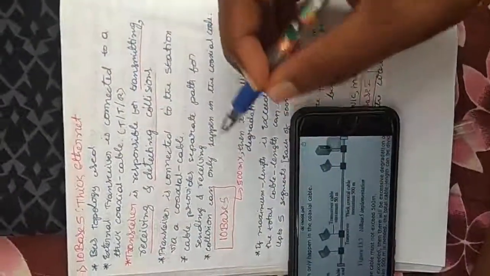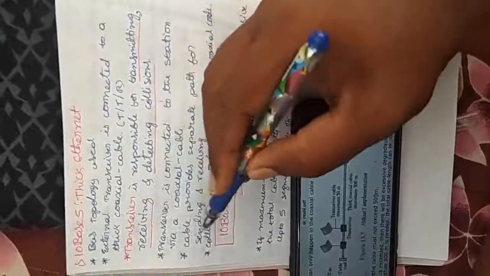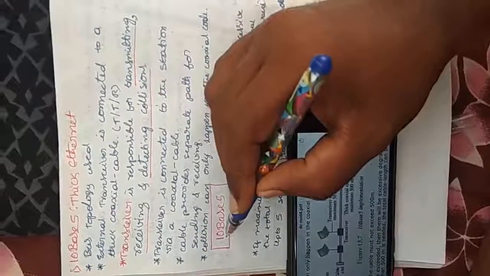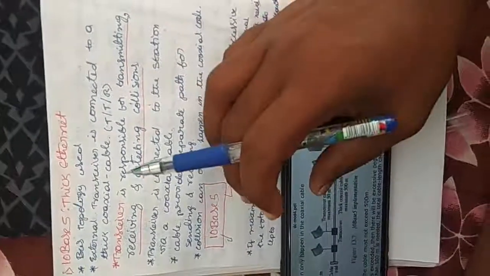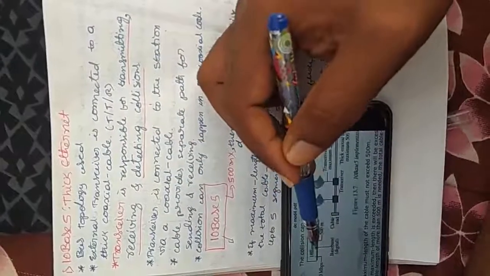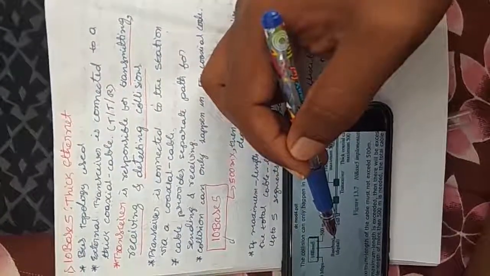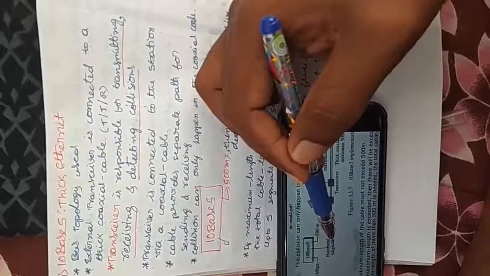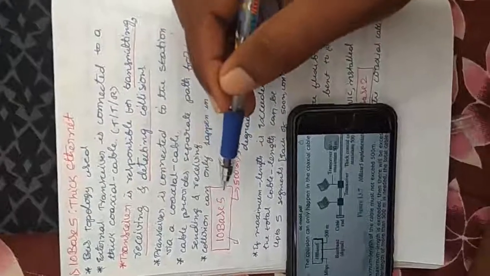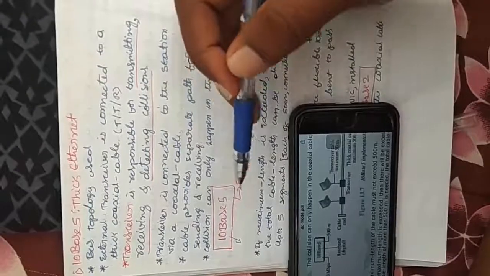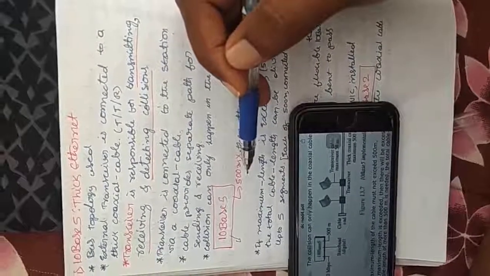Next, what is meant by 10Base5? 10 is 10 Mbps, the data rate. Base is baseband, meaning our data is going to be converted into digital. 5 is the maximum length of the cable here. Here the maximum length is 500 meters.